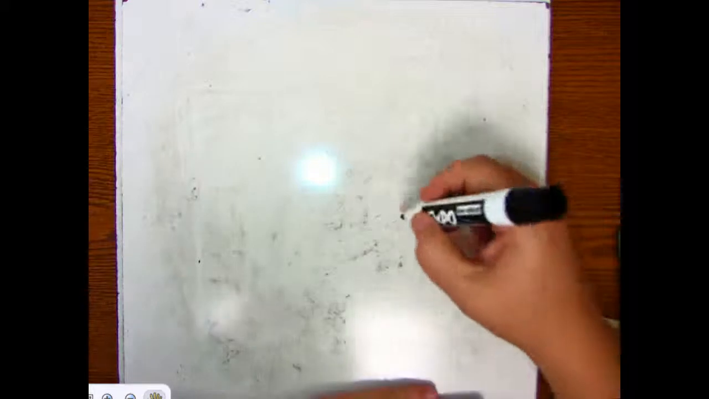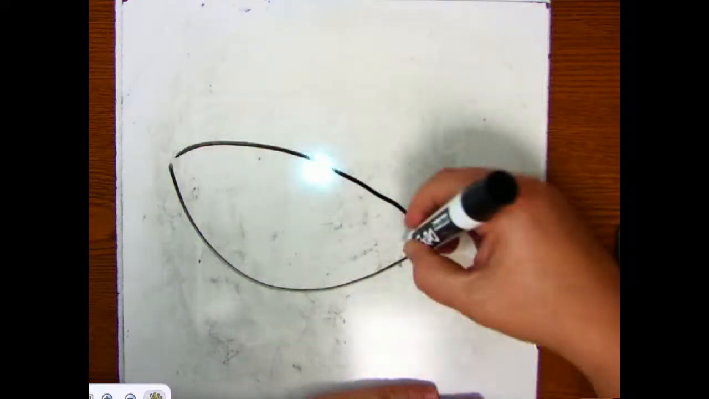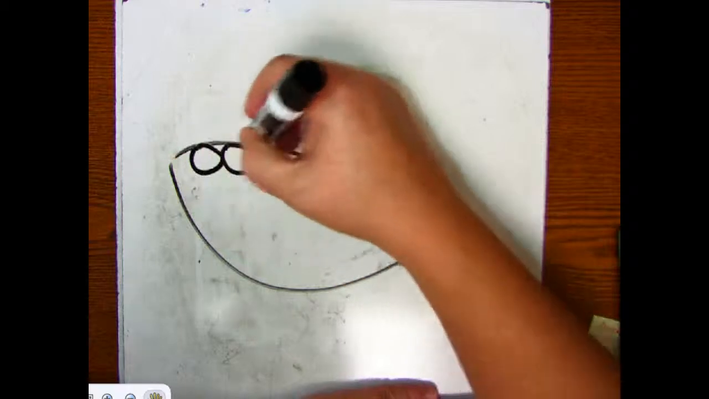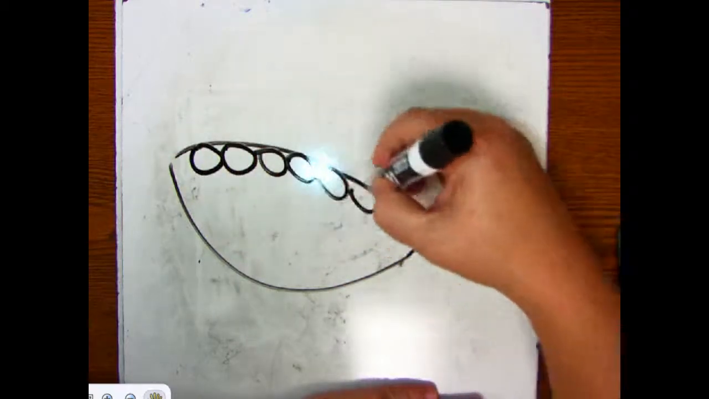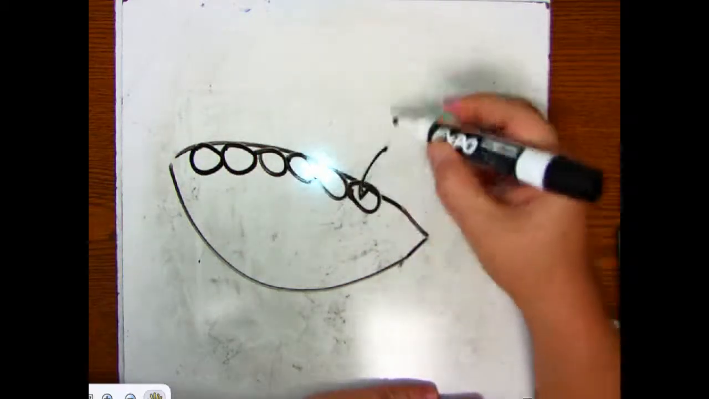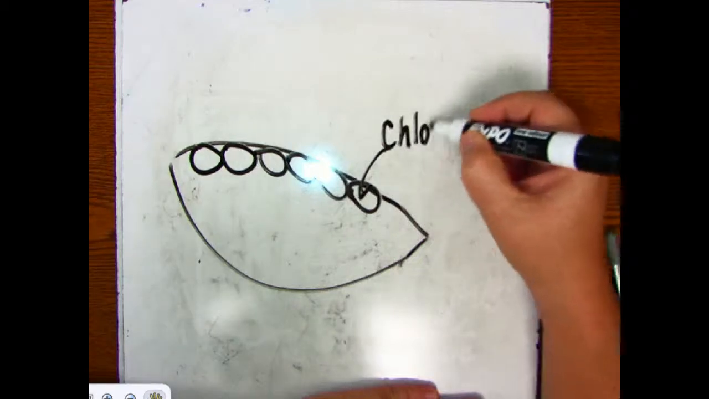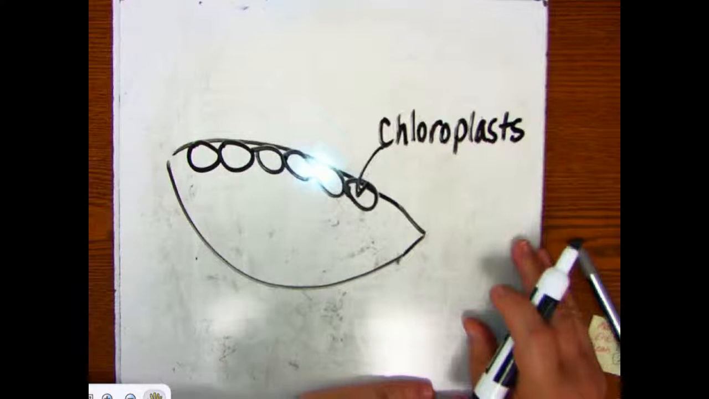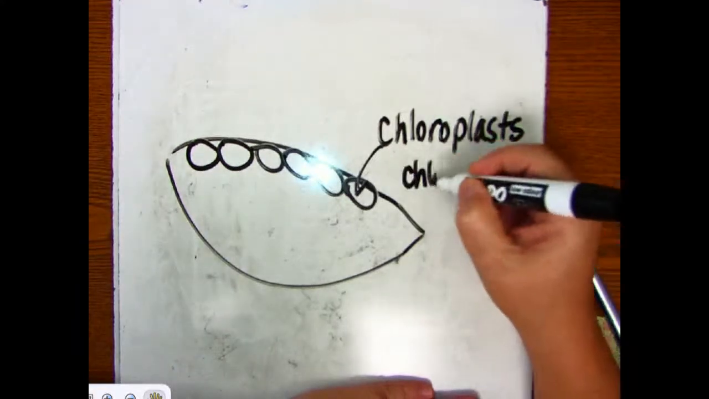Okay, so just a brief overview of photosynthesis. What you need to understand is that photosynthesis is a process where plants create their own food, and they create their own food in the leaves of the plant. You need to understand that there are cells in the leaves, lots and lots of cells, and within those cells are organelles called chloroplasts. And the chloroplasts contain a pigment called chlorophyll.